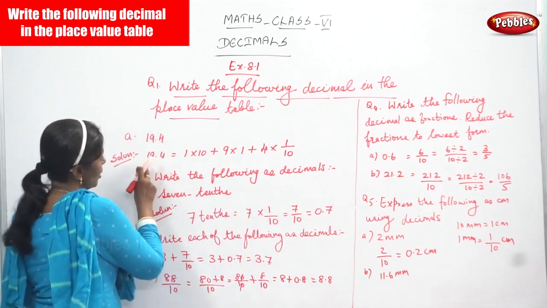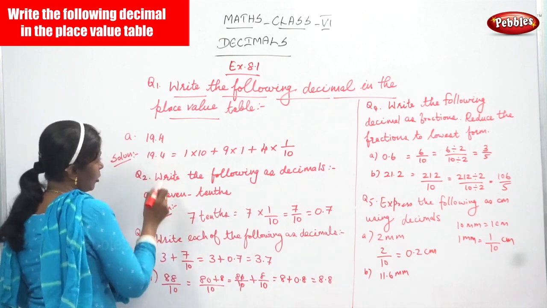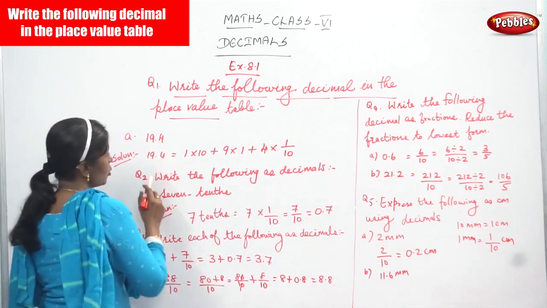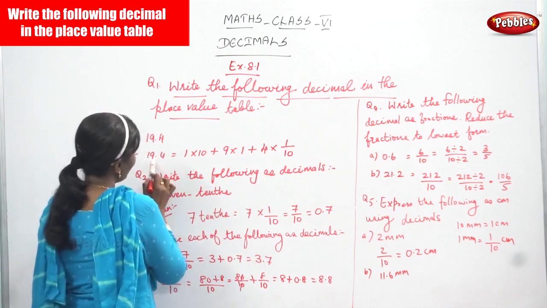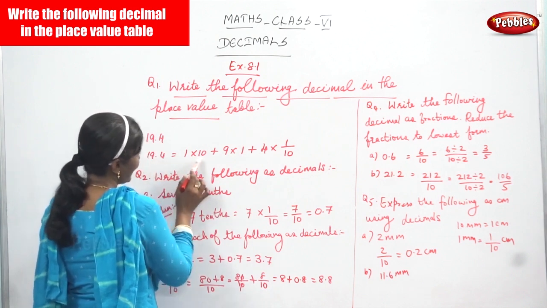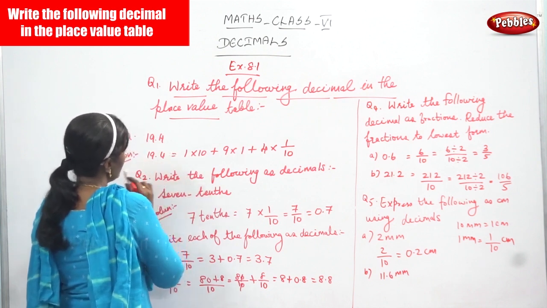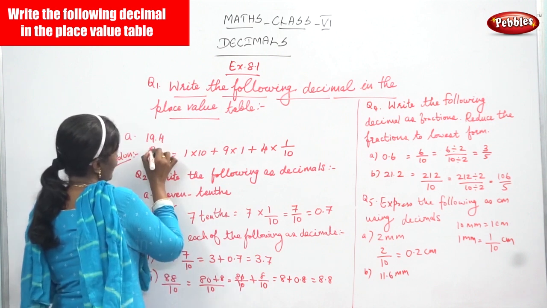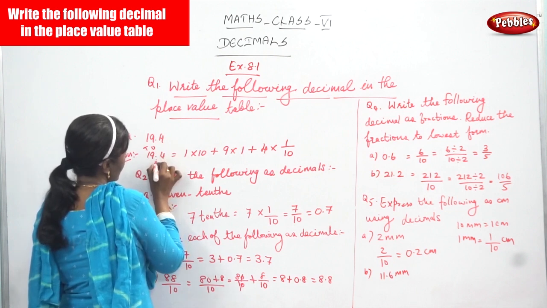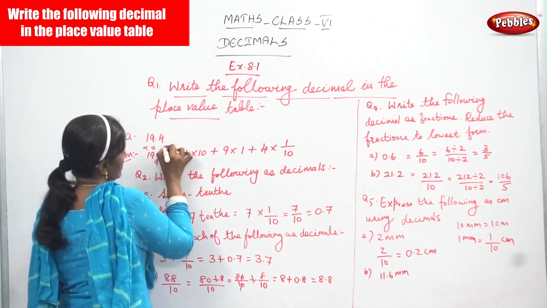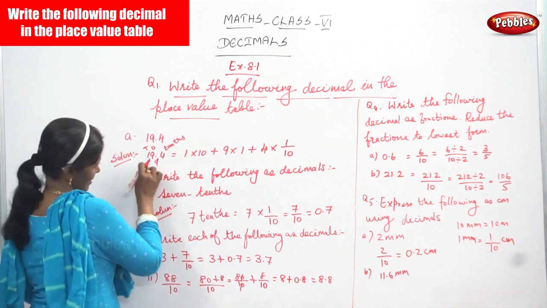19.4, first you have to see the whole number. This is ones and tens. After the point, this point is called a decimal point. After the point, we call it tenths. So we have to write in the decimal format. So 19, so 9 ones and 1 ten. So 1 into 10, you have to write first. 19.4 equal to, so as I told you, this is ones and this is tens and this is D, decimal point. And this is tenths, T-E-N-T-H.